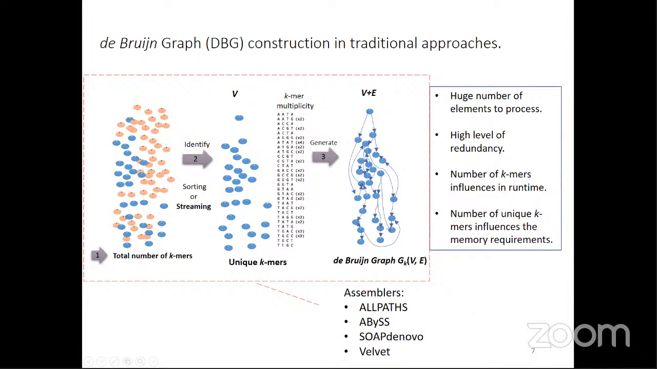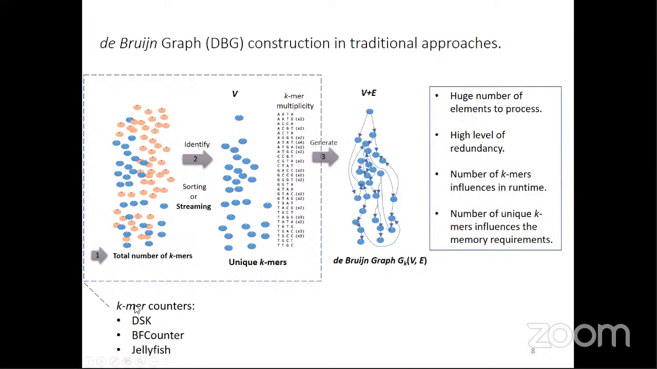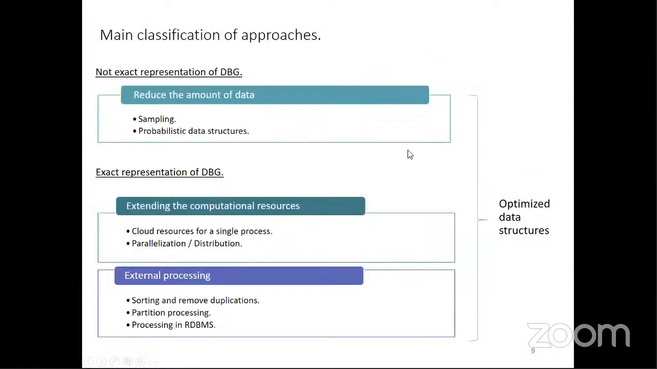Assembler software based on the Bruijn graph implements the whole process to construct the graph and also to traverse it for contig generation. Some examples are Abyss, Velvet, and Ray. On the other hand, there is a set of software called K-mer counters, responsible for generating histograms about K-mers, so they are only involved with K-mer generation, identification of unique K-mers, and counting.